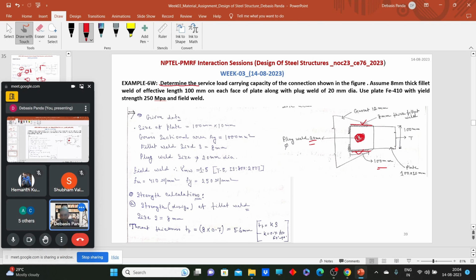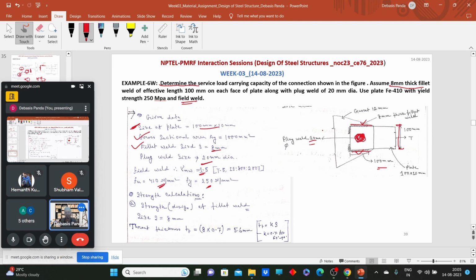What data is given? The size of the plate is given as 100 mm into 10 mm, where 100 mm is the width and 10 mm is the thickness. The gross cross sectional area is obviously 100 into 10. The fillet weld is 8 mm thick, so the size of the fillet weld is 8 mm. The diameter of the plug weld is also given as 20 mm. Which kind of weld is that? Field weld. So for this field weld, we have a factor of safety of 1.5. And we have two more stresses, the ultimate and the yield.